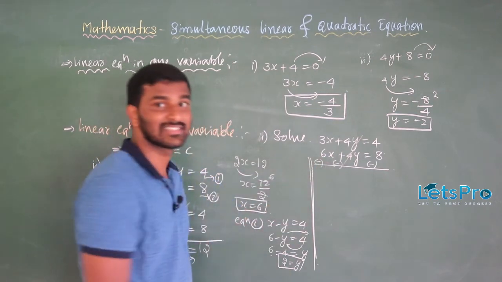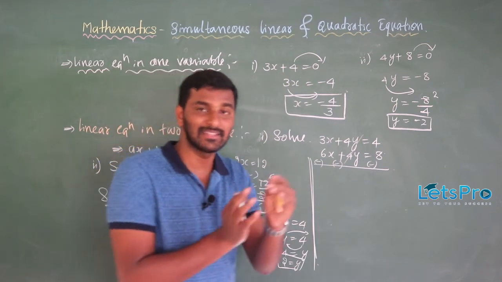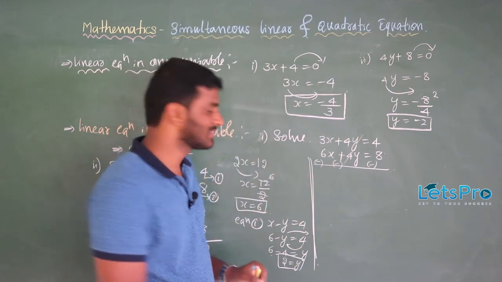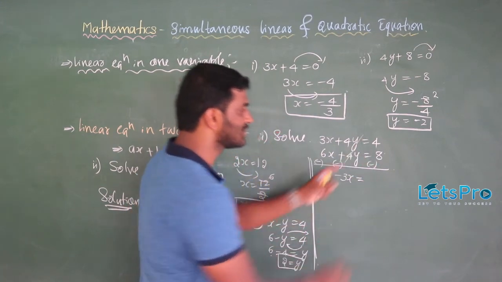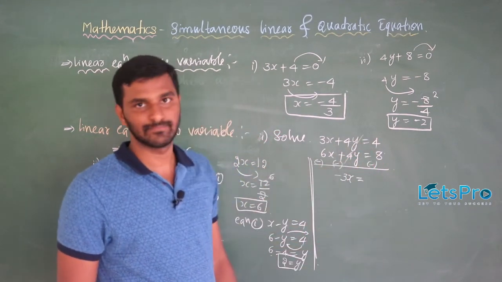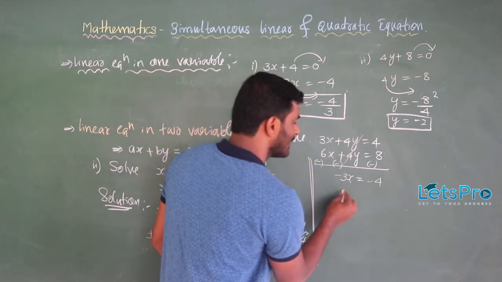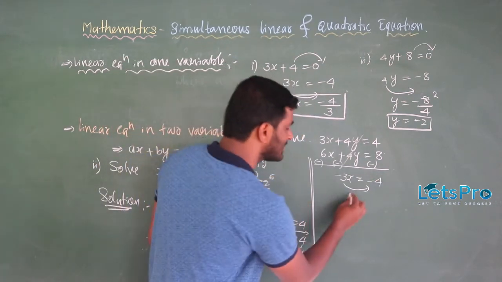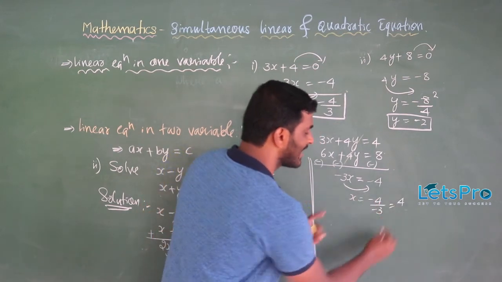Plus 3x minus 6x: 6 minus 3 is 3, and the greater number's symbol is minus. Hence, minus 3x. The y term gets cancelled. Is equal to 4 minus 8, which is minus 4. Correct? Take the minus 3 to the right side. x is equal to minus 4 divided by minus 3. Hence, the minus signs get cancelled.